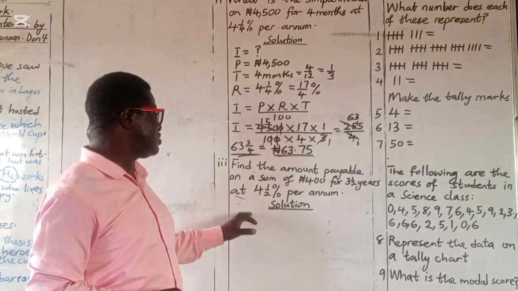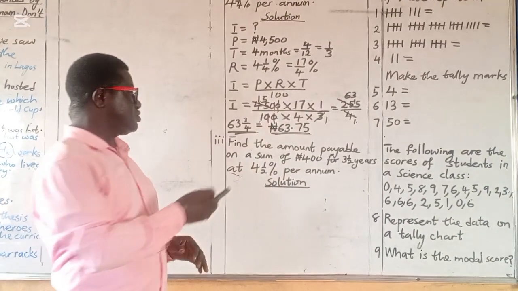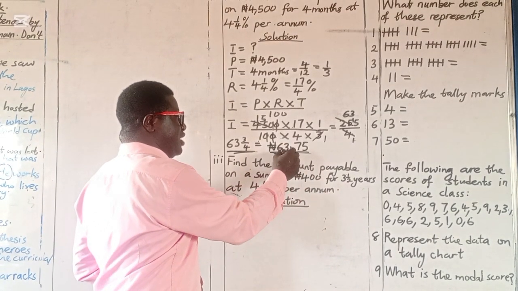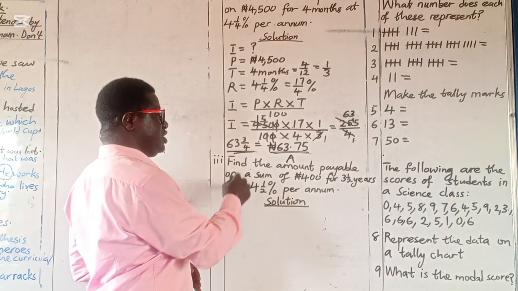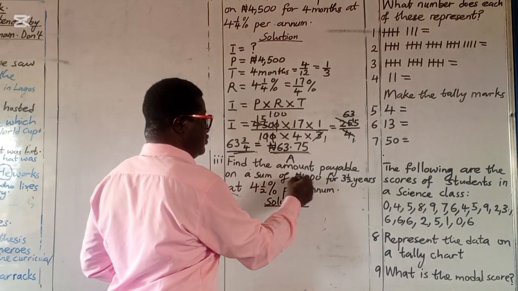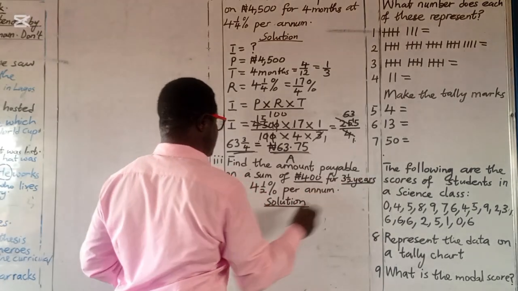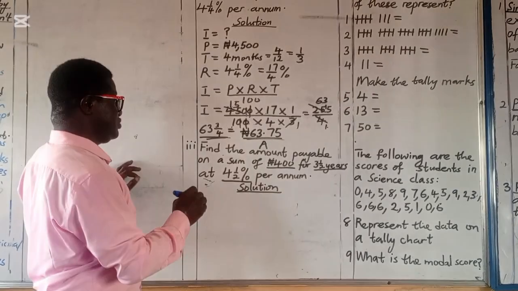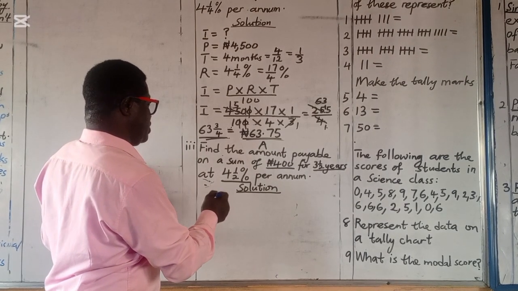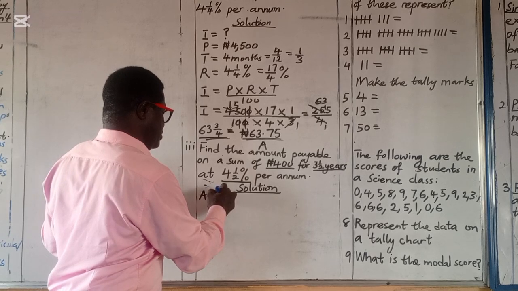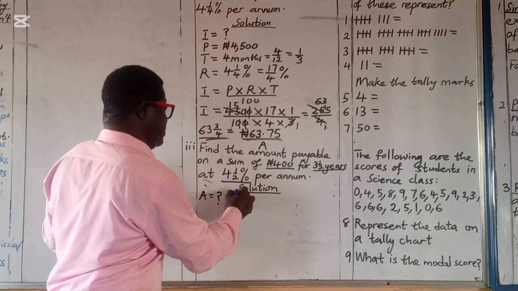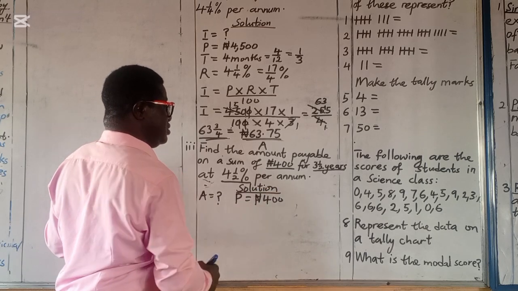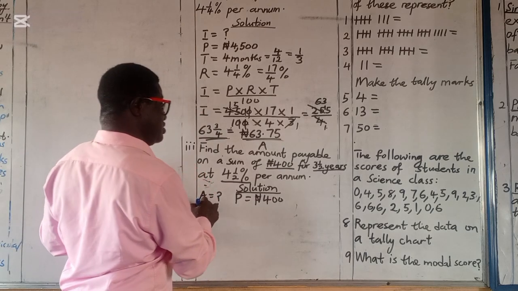Now let's take the last question. Are we set? So now, the last question says find the amount payable on a sum of 400 naira for 3.5 years at 4.5%. Solution. Now, what information do we have? We are looking for amount, question mark. Our principal is 400 naira. Time is 3.5 years.